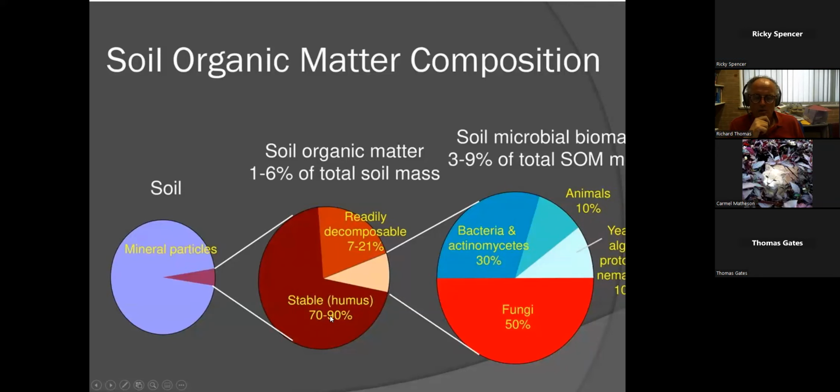We need to increase the soil carbon or soil organic content between 1 and 6% of the total mass. That's what our aims are in agriculture at the moment, to try and increase soil carbon. If we do that, we will also increase soil microbiological biomass, and then we get active fungi and we'll start to get more fertile soils.